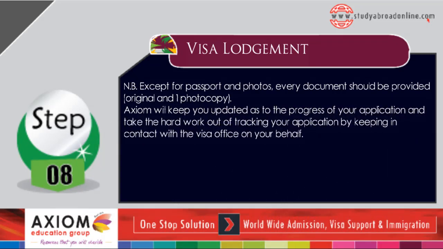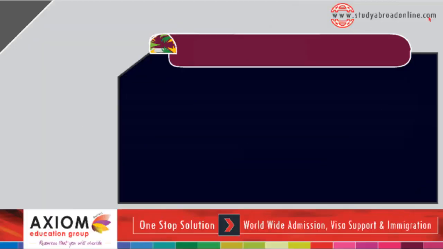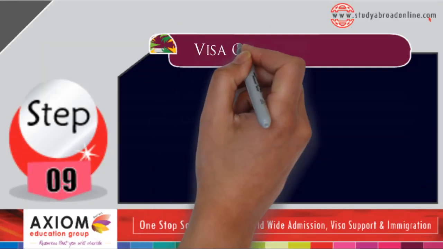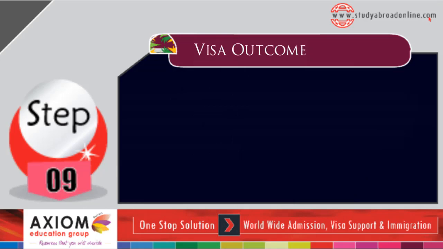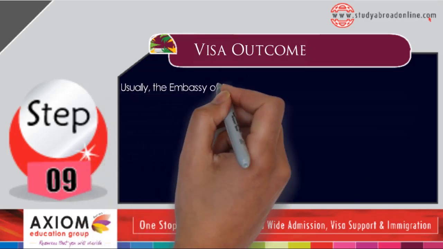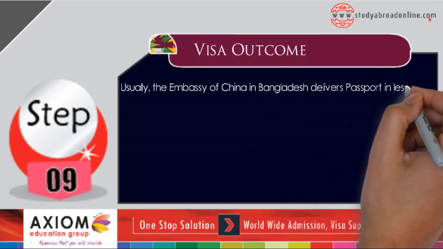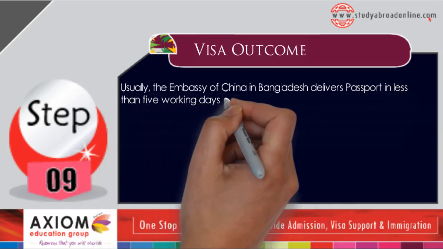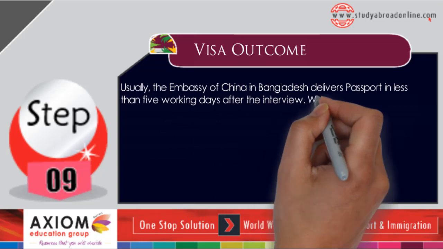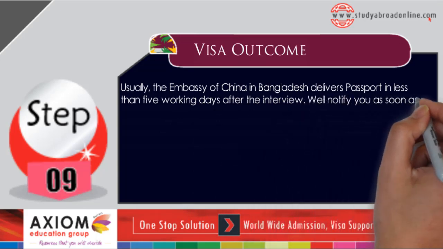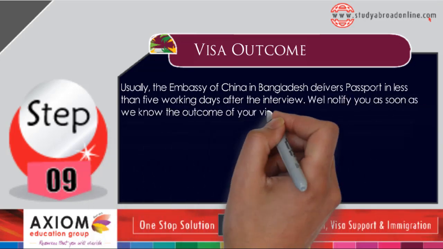Axiom will keep you updated as to the progress of your application and take the hard work out of tracking your application by keeping in contact with the visa office on your behalf. Once that is over, we'll wait for step 9, which is the visa outcome, and usually the Embassy of China in Bangladesh delivers passport in less than 5 working days after the interview. We'll notify you as soon as we know the outcome of your visa application so you can come in and collect your passport and grant letter.